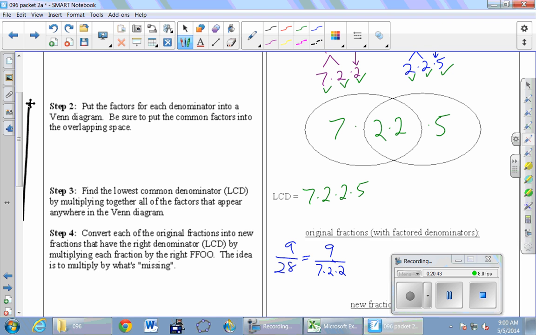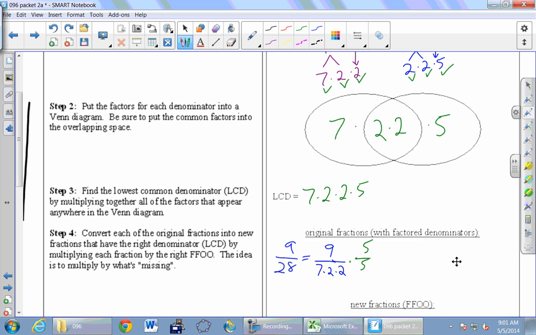And then we ask ourselves, how are we going to get from this denominator, 7 times 2 times 2, to the correct denominator, which is all the stuff in green? What's missing? It's a 5, right? That's the only thing that this blue denominator is missing to become green. So we're going to multiply here by 5 on the bottom. That's to make the right denominator. But if you multiply the bottom of a fraction by 5, what must you do immediately? Multiply the top by 5. That's the foo-foo that we introduce. So we bring in the 5 in the denominator because it's missing, and then we put a 5 in the top because that's what we have to do.